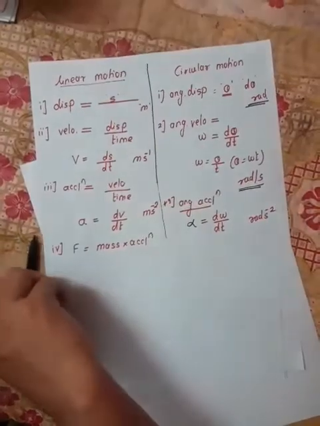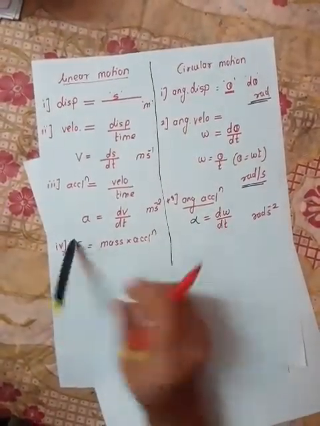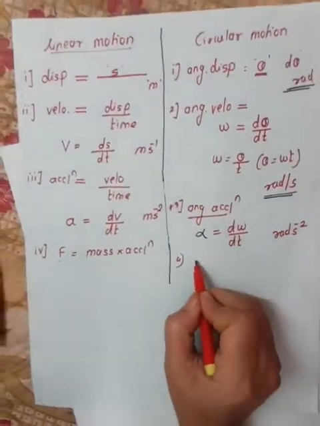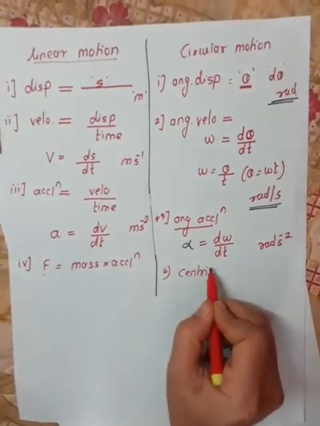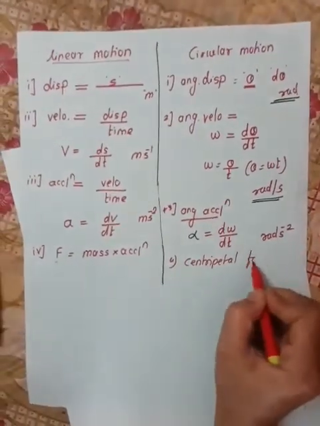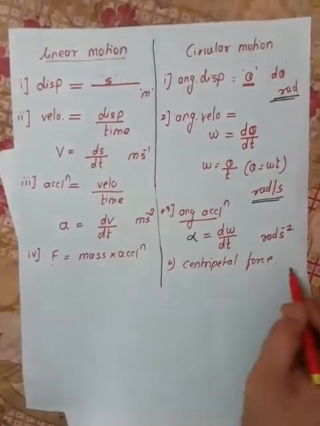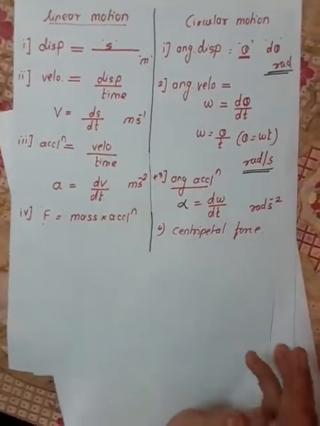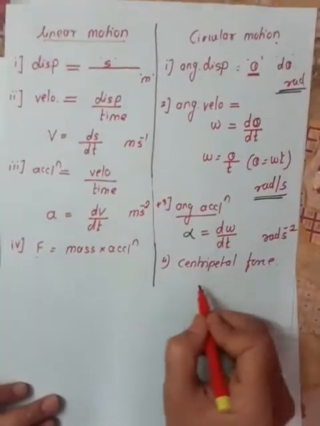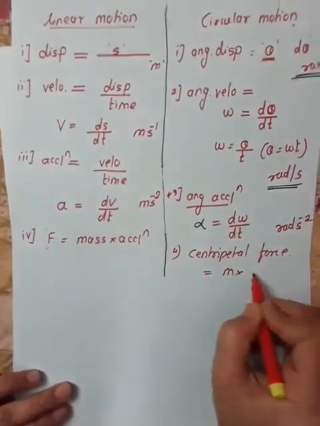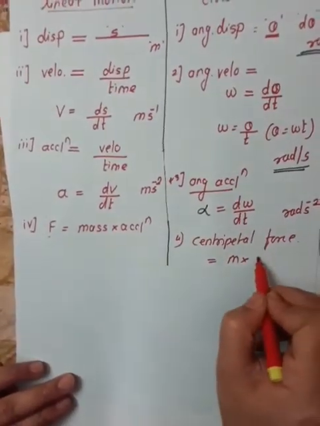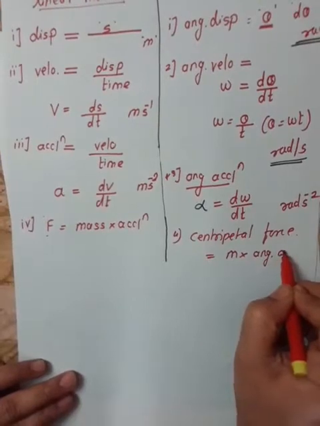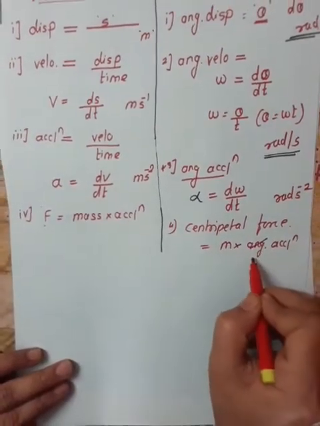And again the analogous term is the fourth term. It is force. In circular motion it is named centripetal force. Again the same formula. Its formula is mass into, instead of acceleration, centripetal acceleration. Not angular, it is centripetal.